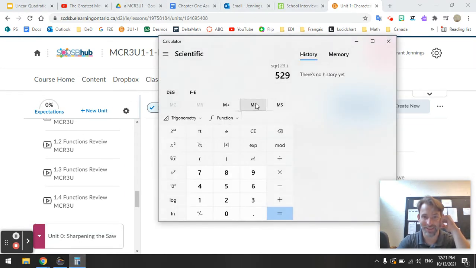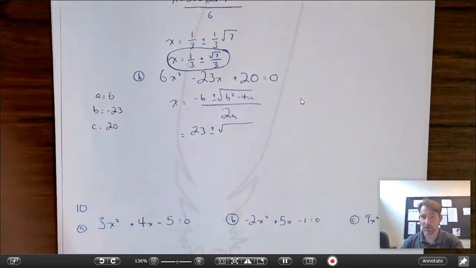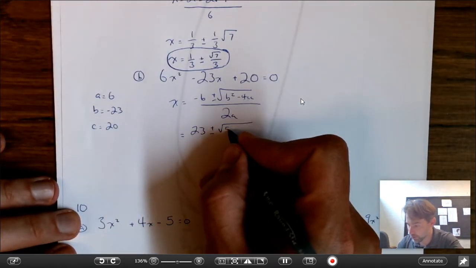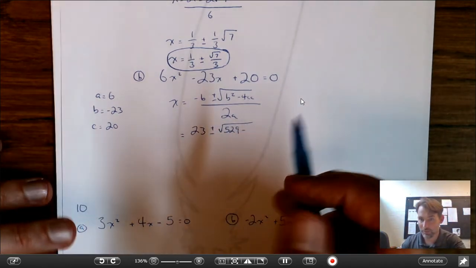Okay, so the answer is 529. Let's put that in there, 529. Now, something like that is a great mental math challenge. Just do 23 squared in your head. But I'm not very good at doing that right now because I'm a little distracted by this problem.